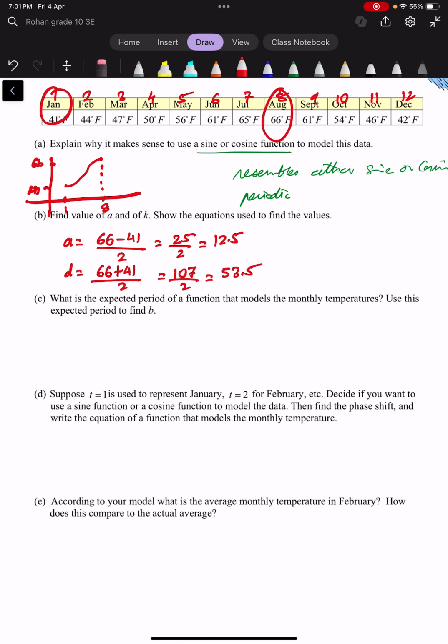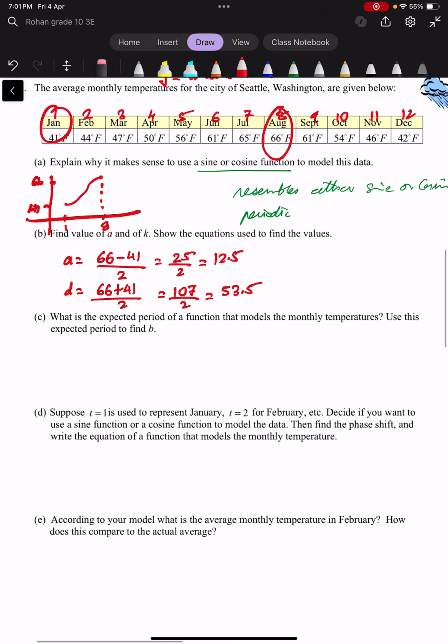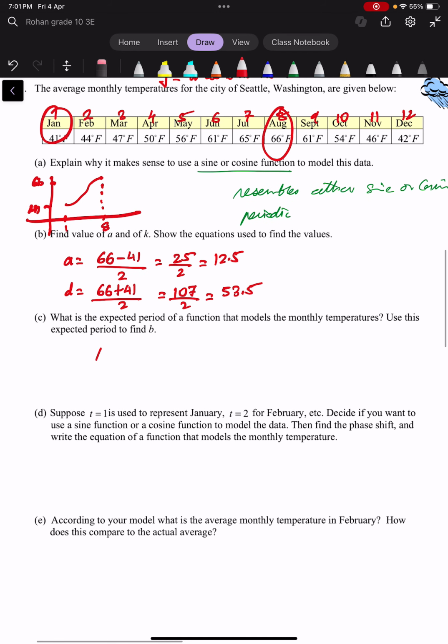What is the expected period of the function that models monthly temperatures? The period will be 12, because the seasons repeat. Not 2 pi. Period will be 12. B would be 2 pi divided by 12.